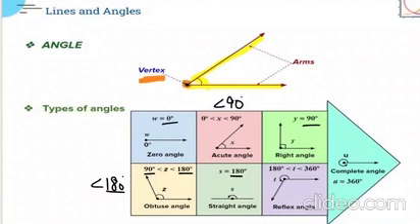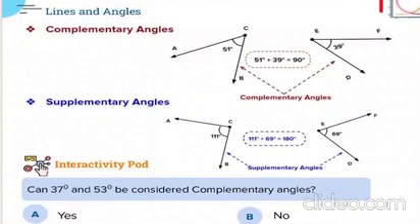That is more than 180 but less than 360. And then we come to the complete angle, that is the whole 360 degrees. So these are the 7 types of angle. Very easy, isn't it? Now next is complementary and supplementary angles.